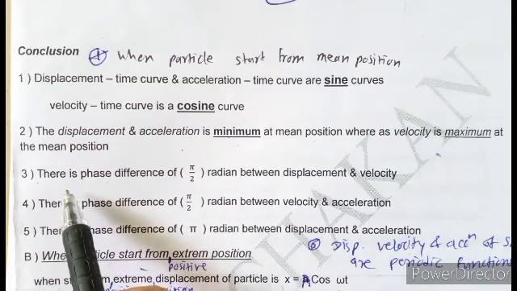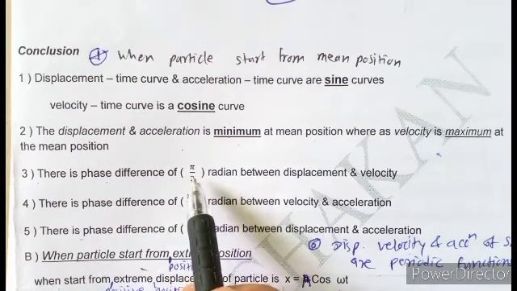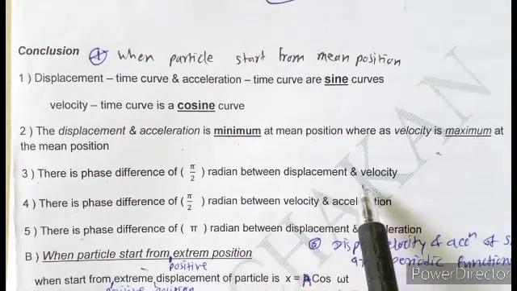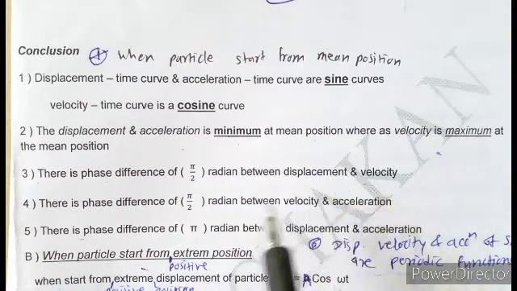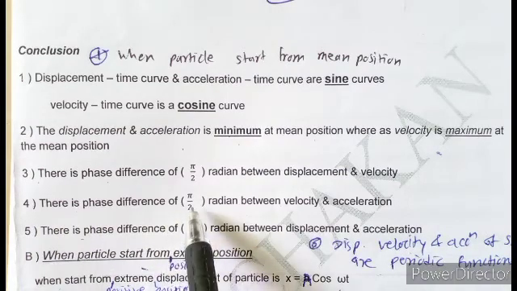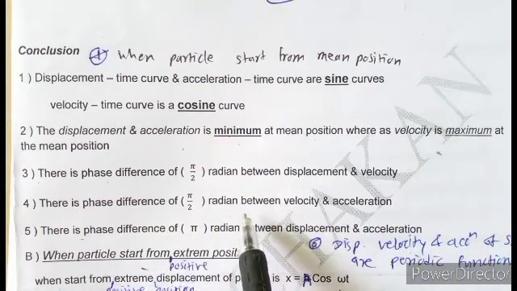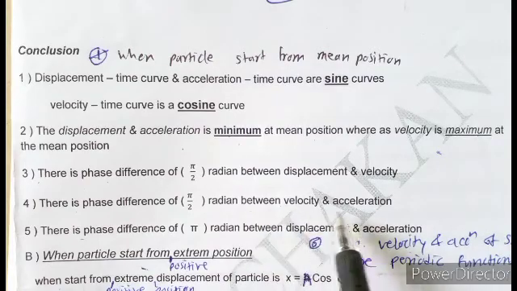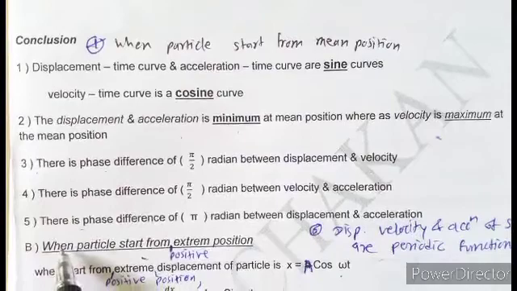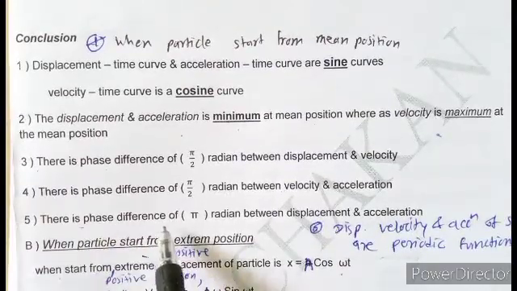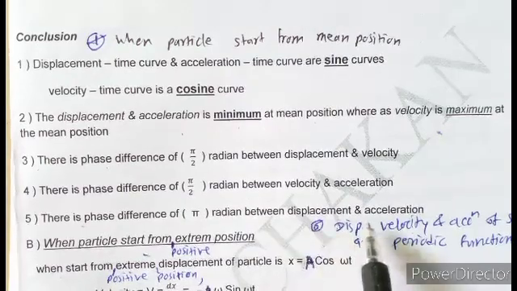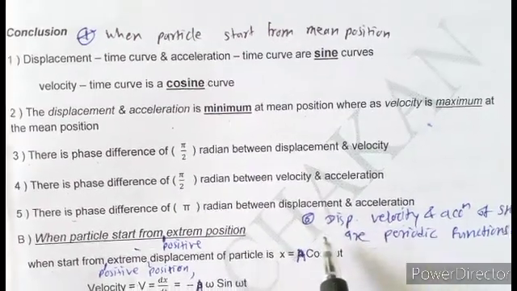Second conclusion, displacement and acceleration are minimum at the mean position, whereas velocity is maximum at the mean position. Third conclusion, there is a phase difference of pi by 2 radian between displacement and velocity. Similarly, fourth conclusion, there is a phase difference of pi by 2 radian between velocity and acceleration. And last, fifth conclusion, there is a phase difference of pi radian between displacement and acceleration.